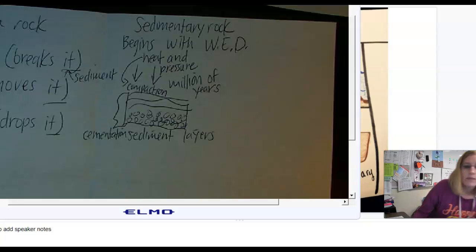It's okay if you use the back or another piece of paper if you need to write all these details down.